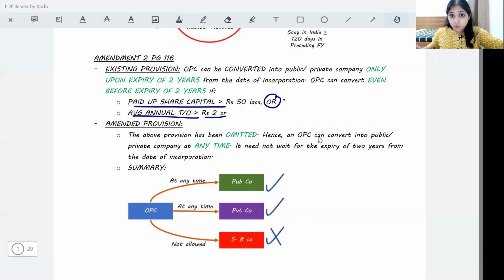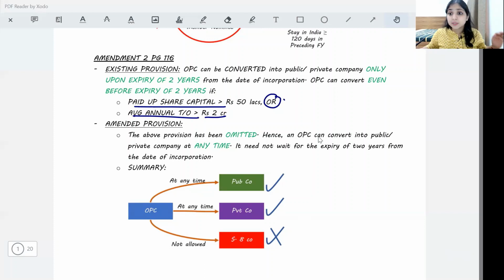Earlier, the solution was that even before expiry of 2 years, if you wanted to do the conversion, then your paid up share capital should be more than 50 lakh or your turnover should be more than 2 crores. If any one criterion was fulfilled, then there was no need to wait for 2 years. Even before 2 years, you could convert.